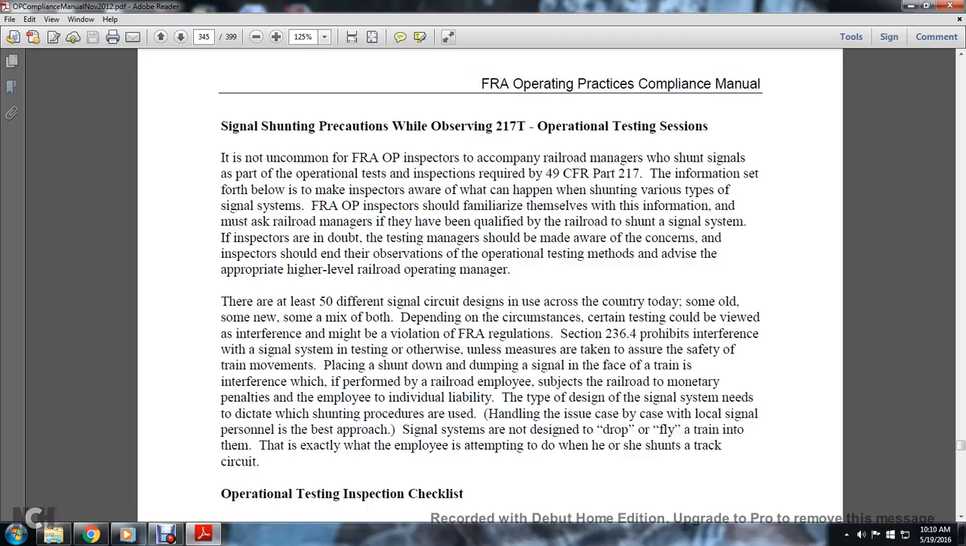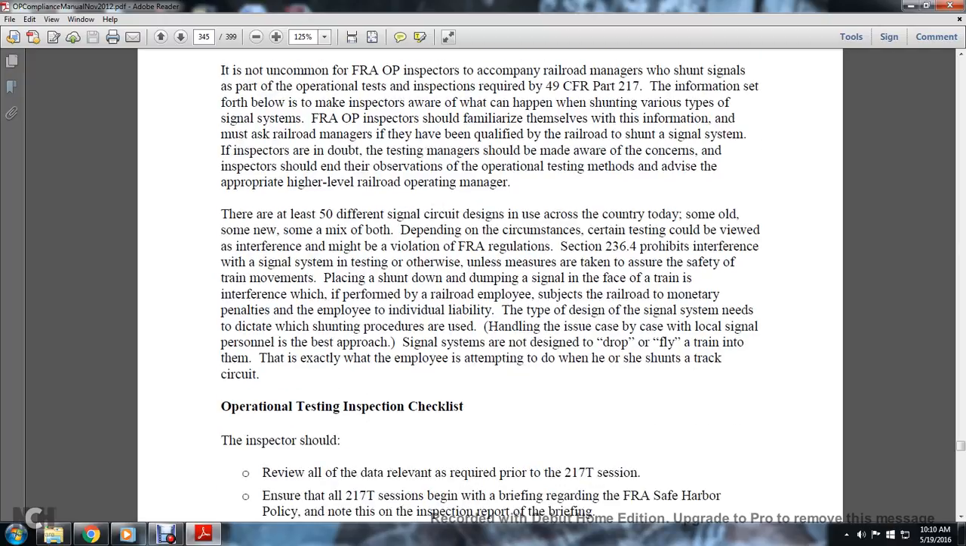The FRA operational practice inspector should familiarize himself with the information and ask the railroad manager if they have been qualified by the railroad to shunt a signal system. If the inspector has doubt, the testing manager should be made aware of the concern, and the inspector should end the observation of their operational testing method and advise the appropriate higher level operating manager.